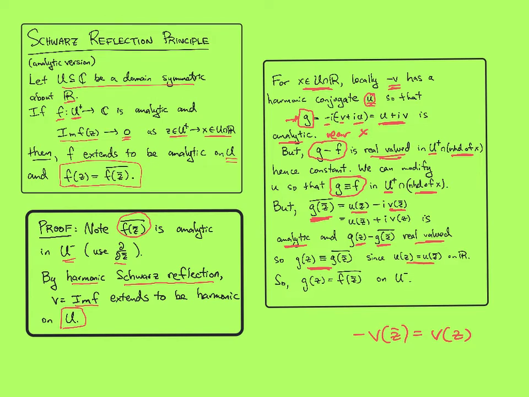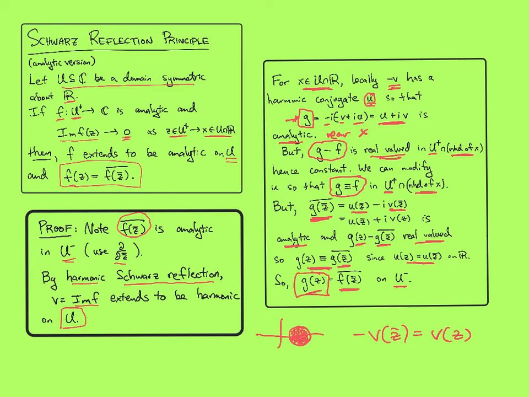And now we see that g, since it's equal to its reflection, is equal to this reflection of f on this lower portion. So now g is analytic across the real line, and it agrees with f's reflection. So that says that f extends analytically across the line using this function g.